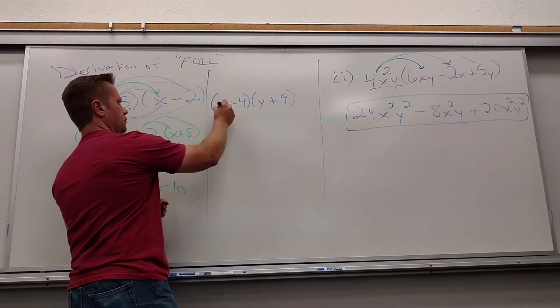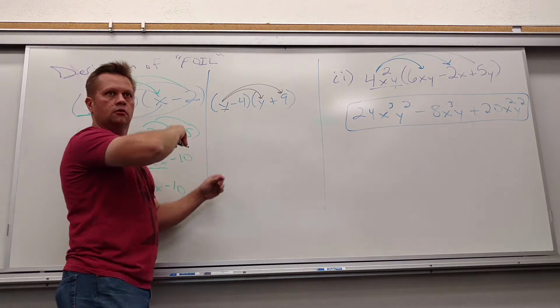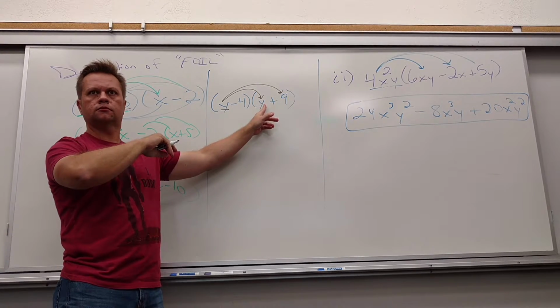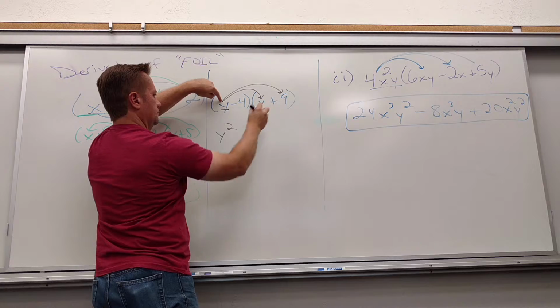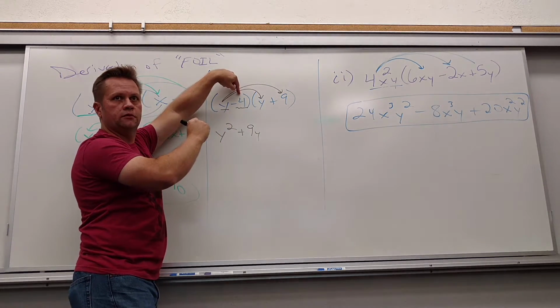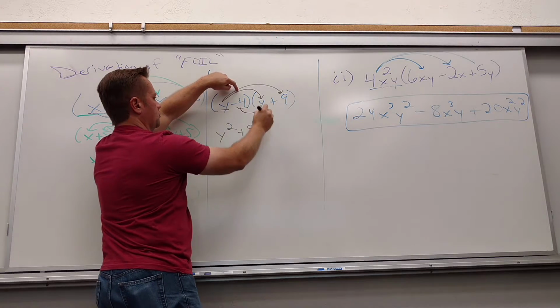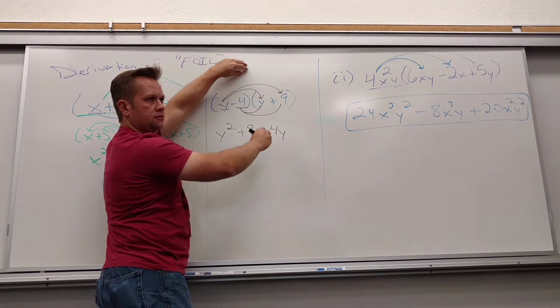Take the y through, right? What's y times y? Y squared. What's y times 9? 9y. Then this guy gets a turn. It's my turn. Negative 4 times y. Negative 4 times 9.